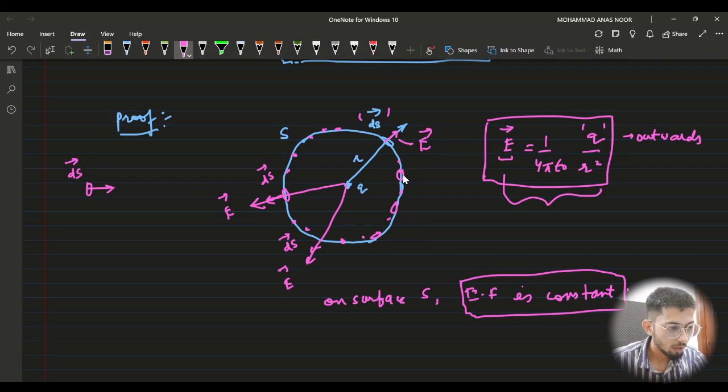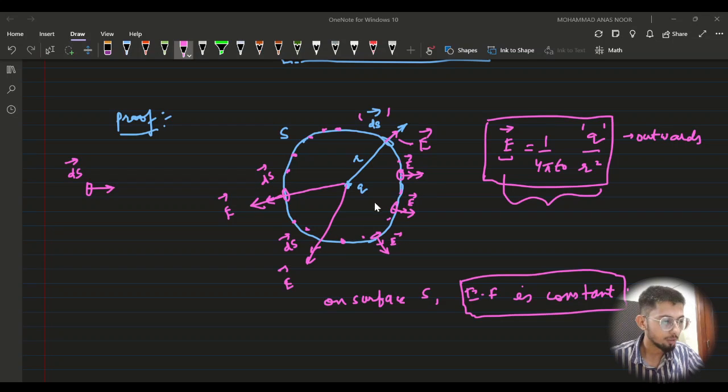All of them, the unit vector, the area vector, would be outwards, and that would be in the same direction as the electric field at that point. The electric field at this point would also be in the same direction, outward. So this is the first thing.